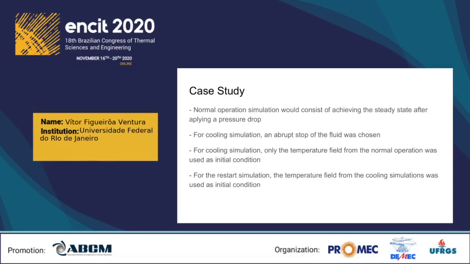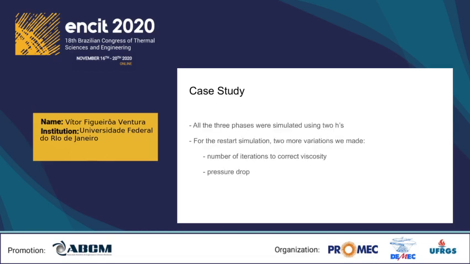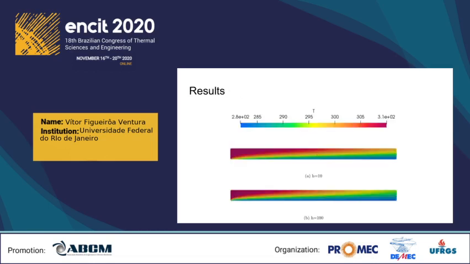And for the restart simulation, a pressure drop was applied again, and the initial condition for the restart simulation was the last condition of the cooling simulation. In all three phases, the normal condition, the cooling, and the restart, two different heat transfer coefficients were used. And for the restart simulation, only the last phase, two more variations were made. The maximum number of iterations to correct the viscosity was changed, and two different pressure drops were used.